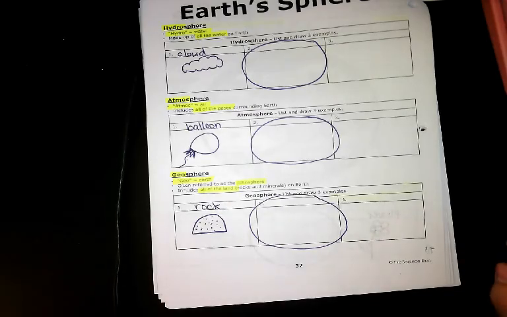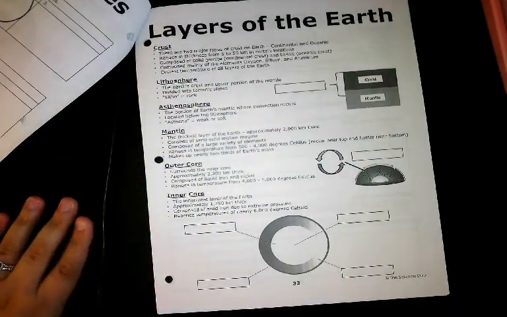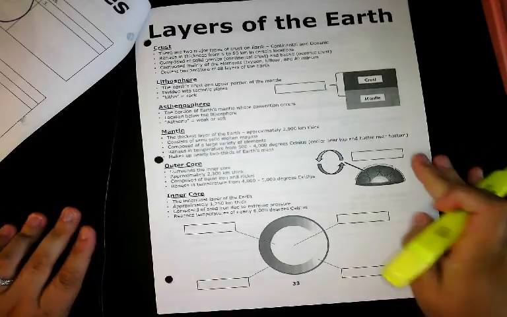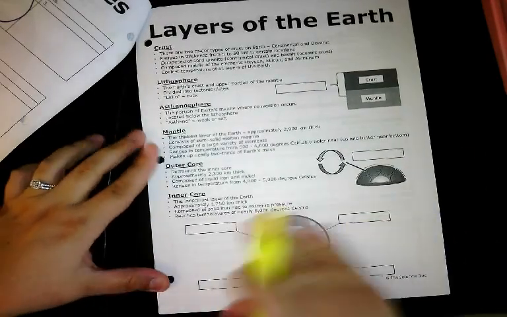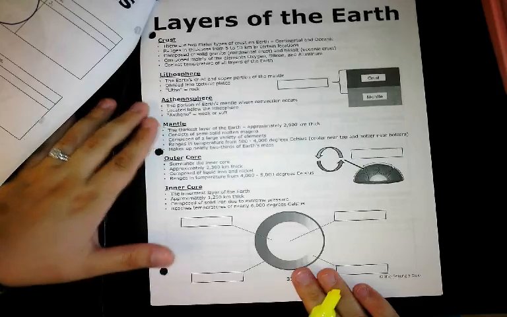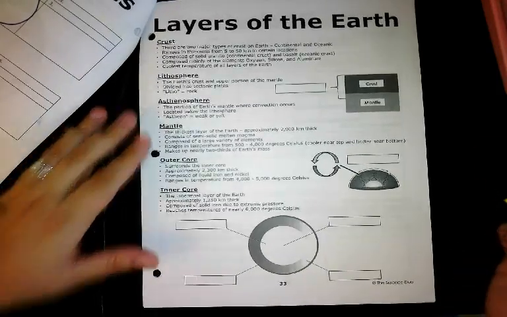Let's get one more page in. We're doing layers of the earth. We did so many models for the layers. Our picture down here sadly doesn't look great, but we're going to still get them in order. First one is the crust, right?